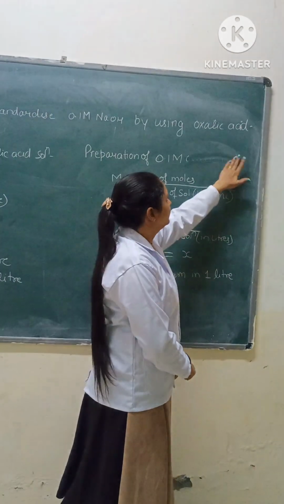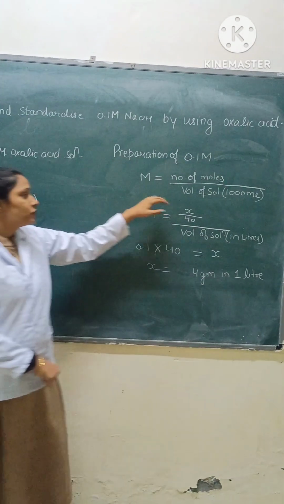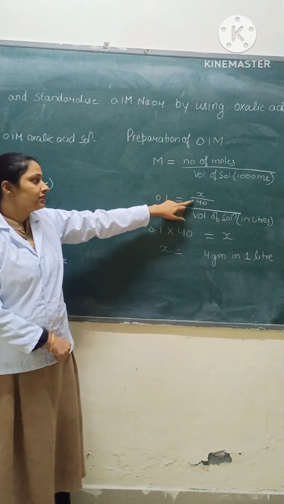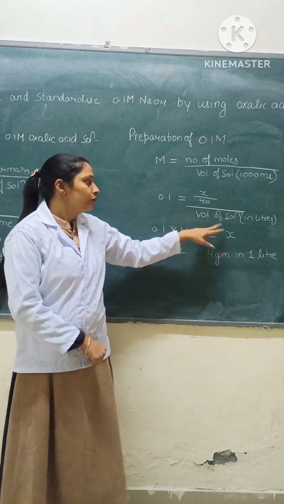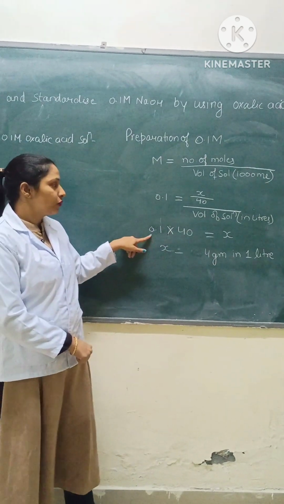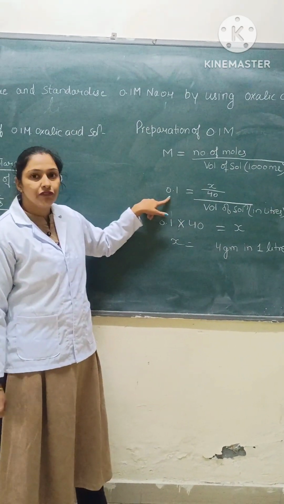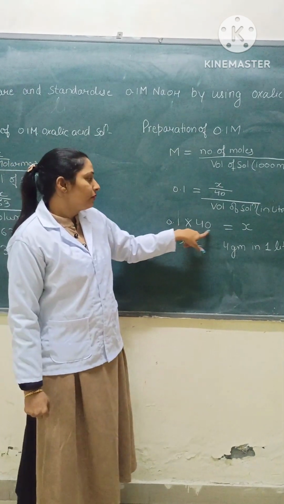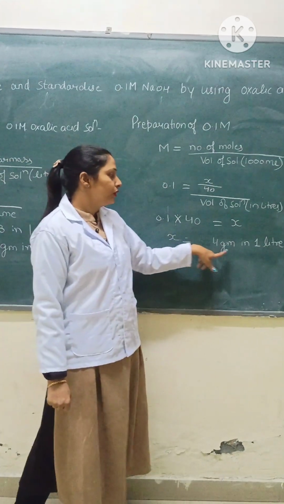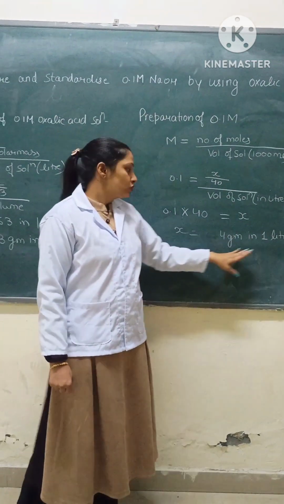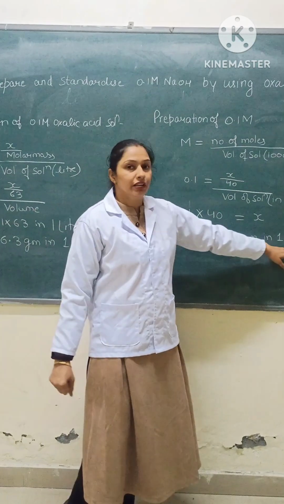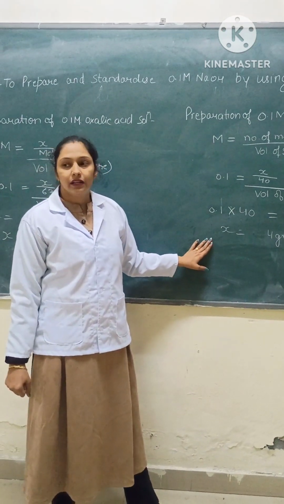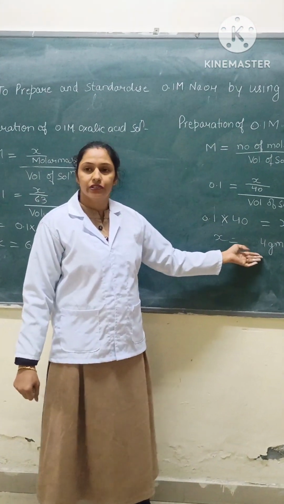So now we will look at sodium hydroxide, that is NaOH. Sodium hydroxide has a molecular mass of 40. So we will divide X by 40 divided by volume of solution in liters. So X would be 0.1 multiplied by 40. 0.1 is the molarity that we are going to prepare. 0.1 multiplied by 40 equals X. So X would be 4 grams in 1 liter. So if we want to prepare 1 liter of solution, we have to dissolve 4 grams. But if we want to prepare a little less amount, accordingly this will change.